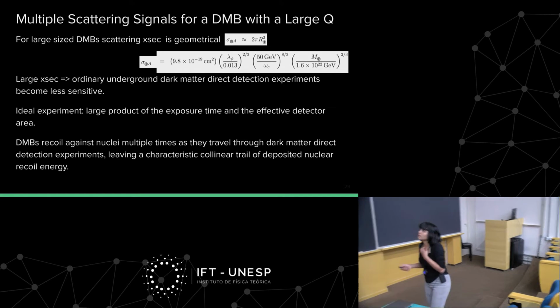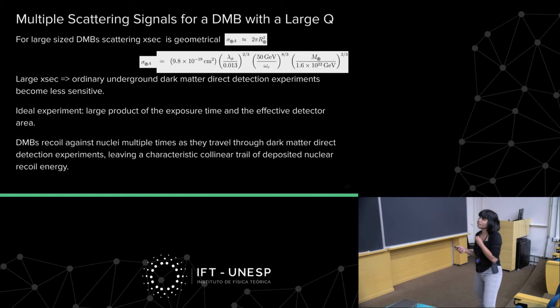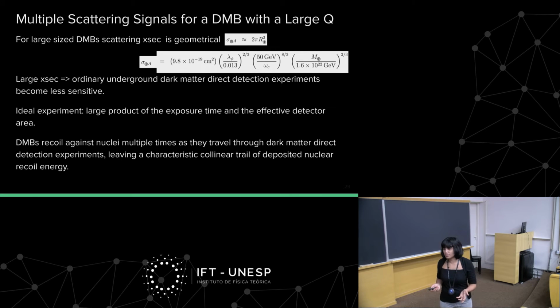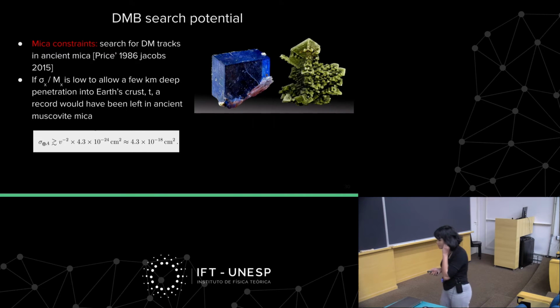So what we found was that because we have large cross sections, the ordinary way in which underground dark matter direct detection occurs wouldn't be sensitive. What you need is a large exposure time and a good area. So you basically need the product of time and area to be very large. And so the dark matter would recoil multiple times, and then you could have some characteristic signature. Okay? So why do you need multiple? Well, because its cross section is high, it doesn't just interact once. It does interact many times. So there are several experiments where you can have multiple scattering of dark matter balls.